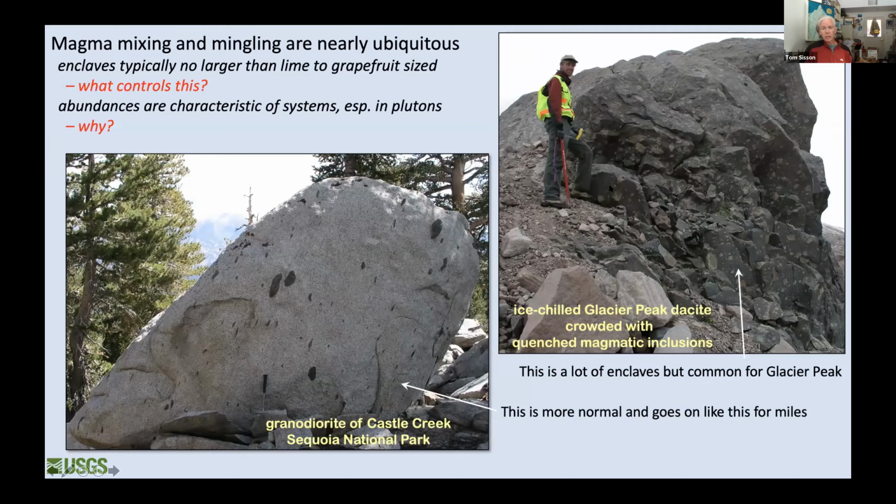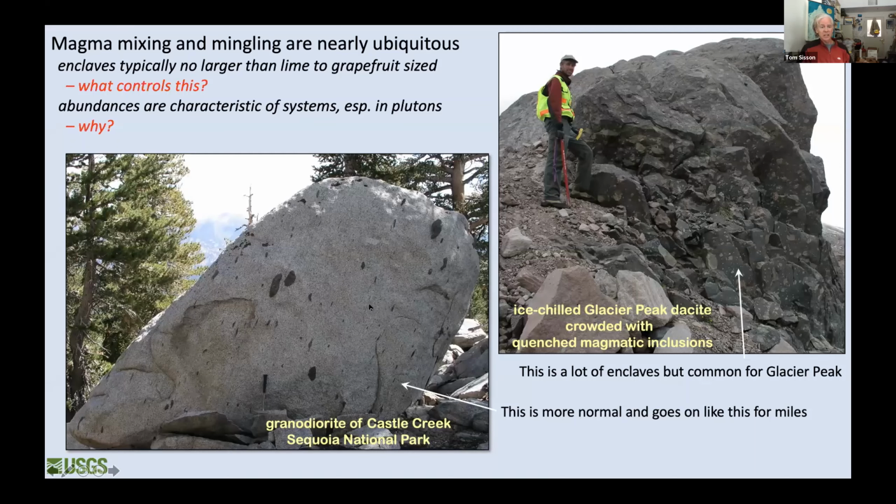On the right, this is an ice-chilled dacite on Glacier Peak Volcano in Washington State. And unlike the common situation, the mafic enclaves are actually lighter colored than their host because they're porous, whereas the host material is, as I said, ice quenched, so it's dark. That's a lot of mafic inclusions, but it's common for Glacier Peak. Not every flow is like this, but you run across enough flows that it becomes routine.